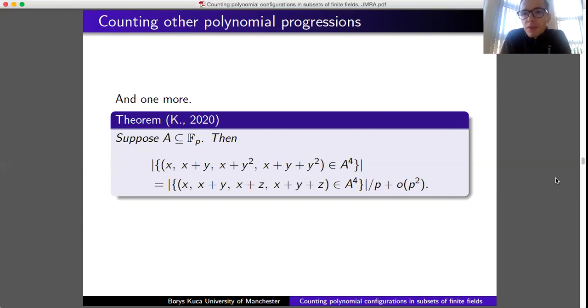One difference between this result and previous results as well is that the error term here is worse. So the error term here is just a qualitative error term of the size little o of p squared, as opposed to the quantitative error term of the size big O of p to the 2 minus c that we've seen on previous slides. And this comes from the fact that the methods that I used for this configuration are different from the methods that I used for previous configurations.